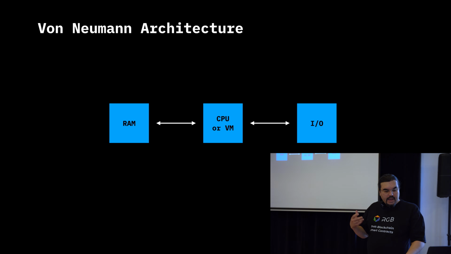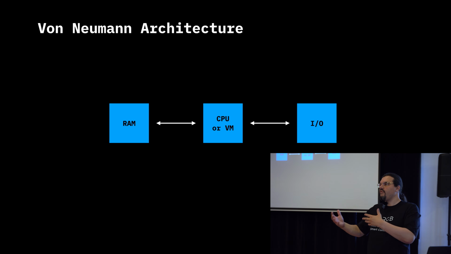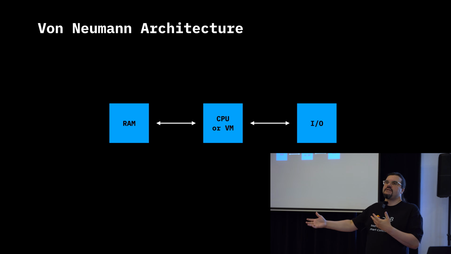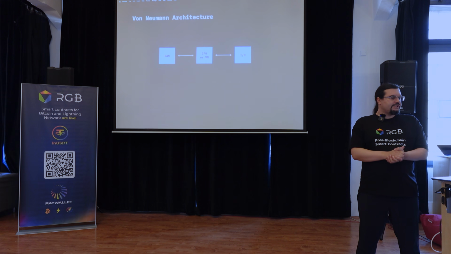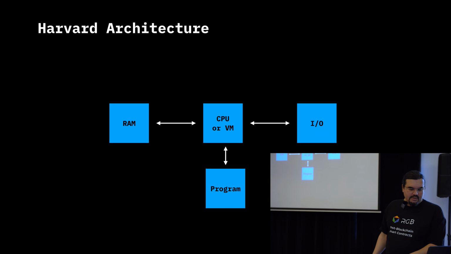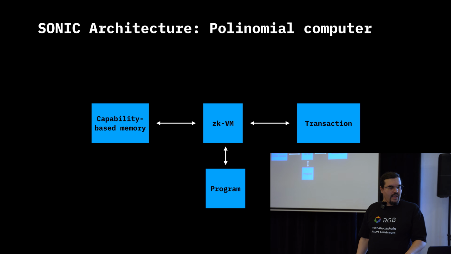And we had to move away from the normal von Neumann architecture, where you have a RAM, CPU, and input-output devices, because in the smart contracting world, you don't have many of these concepts. You don't have the same input-output as in a normal machine. You don't need the same RAM as a normal machine. And actually, in modern days, we are not using von Neumann; we are using modified Harvard architecture. So we came up with this thing we called Sonic architecture for RGB.